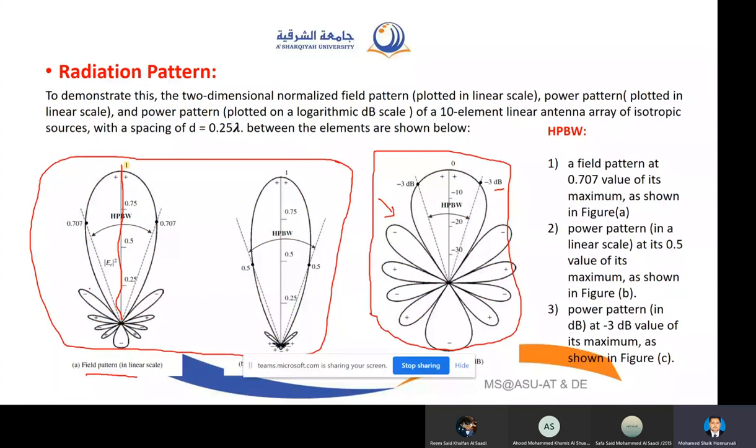Okay, we use only electrical field here. That measurement, the magnitude of that electrical field, that is known as field pattern.